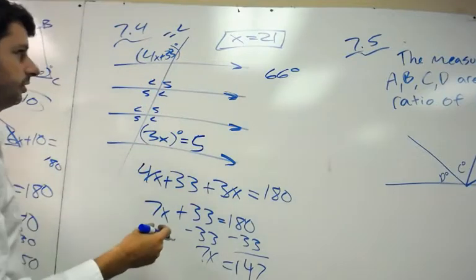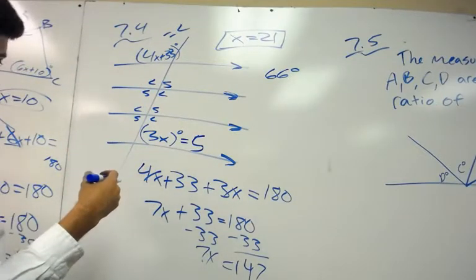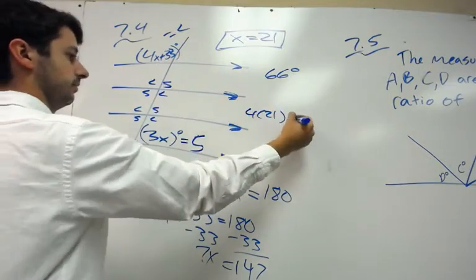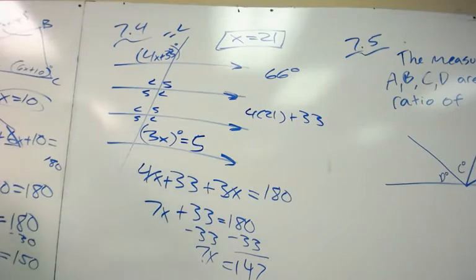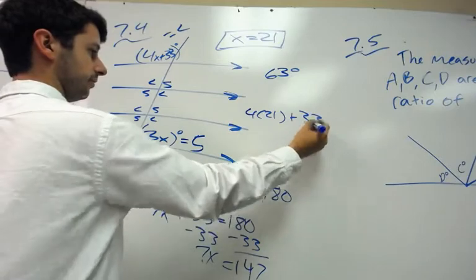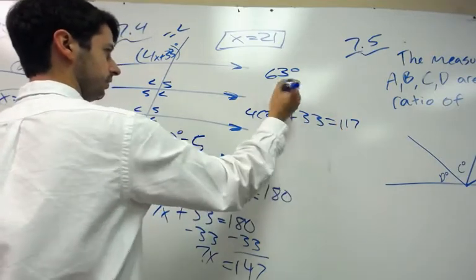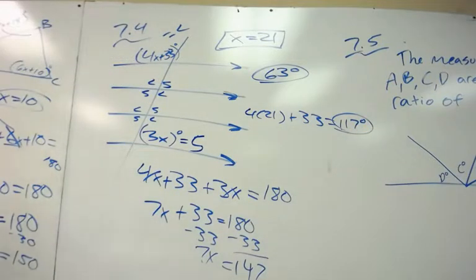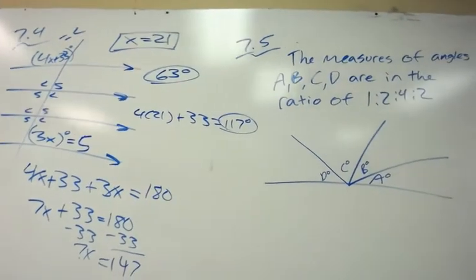And however you wanted to solve for the other, you could subtract it from 180. Or you could plug in 4 times 21 plus 33. And when you solve that, you would get 117. So you would have 63 degrees and 117 degrees. And that would be how you would do transversals with parallel lines.